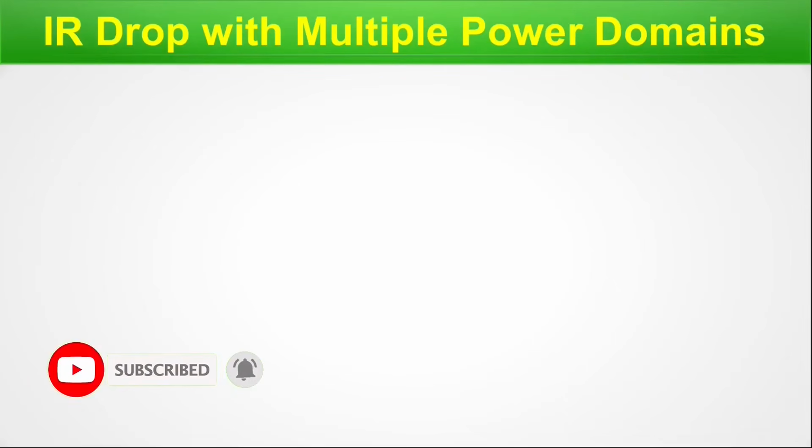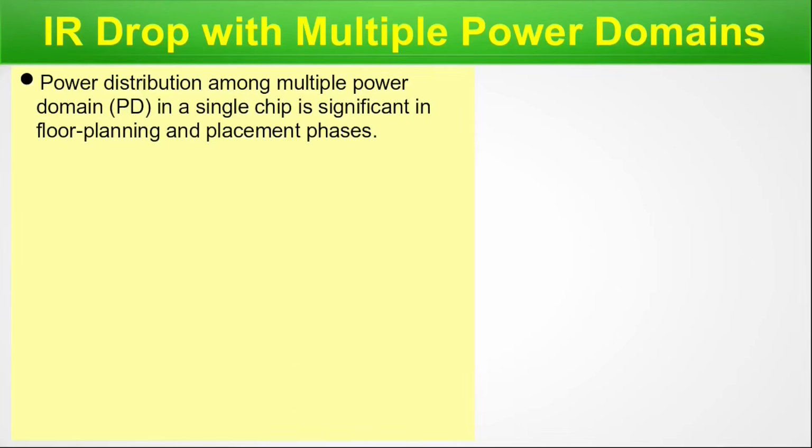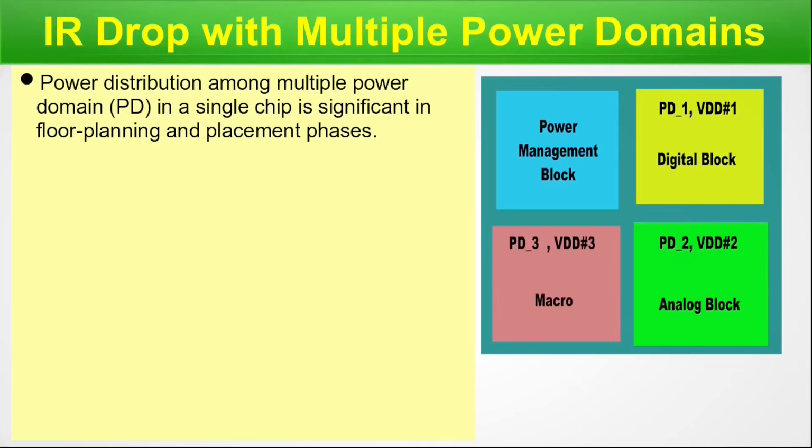IR drop with multiple power domains. Power distribution among multiple power domains, PD is the abbreviation, in a single chip is significant in floor planning and placement phases. So here you can see a block diagram for power domain blocks in a chip. Whenever we have different power domains, we have a controlling block called the power management block, and here PD1, that is power domain 1, will have VDD1, PD2 will have VDD2, PD3 will have VDD3. I have just named them maybe a digital block, analog block, and some macro that you have purchased from another vendor. This is a typical representation of the different power domains.